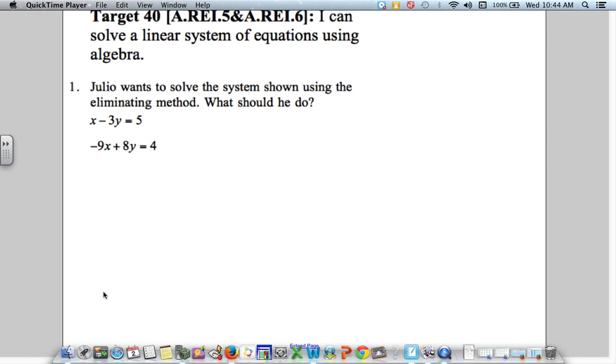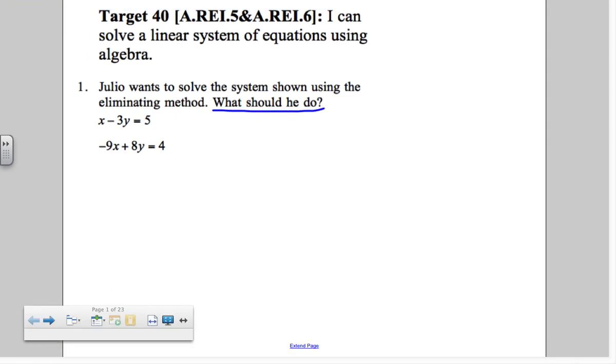All right, so this is for target 40. You're using the two algebra methods to solve the system, elimination and substitution. The first problem is using the elimination method, and you don't have to actually finish solving this one. You just have to explain what he should do to solve it using the elimination method.